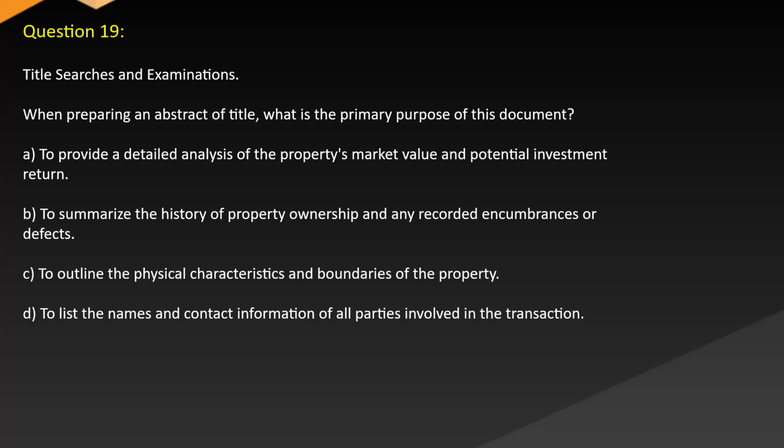Question 19. Title searches and examinations. When preparing an abstract of title, what is the primary purpose of this document? A. To provide a detailed analysis of the property's market value and potential investment return. B. To summarize the history of property ownership and any recorded encumbrances or defects. C. To outline the physical characteristics and boundaries of the property. D. To list the names and contact information of all parties involved in the transaction.